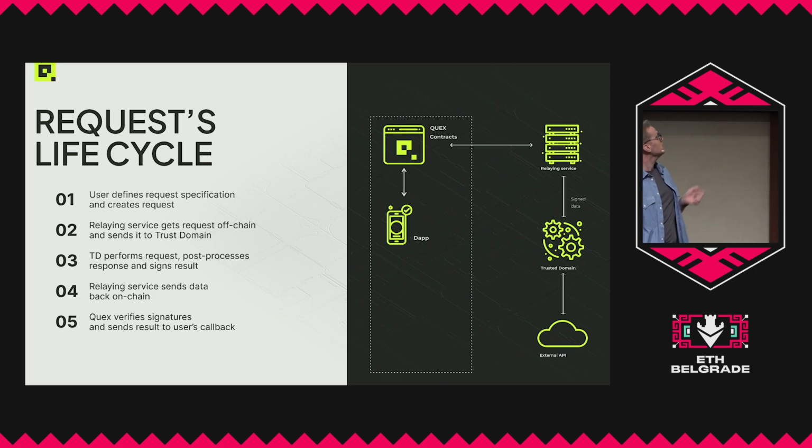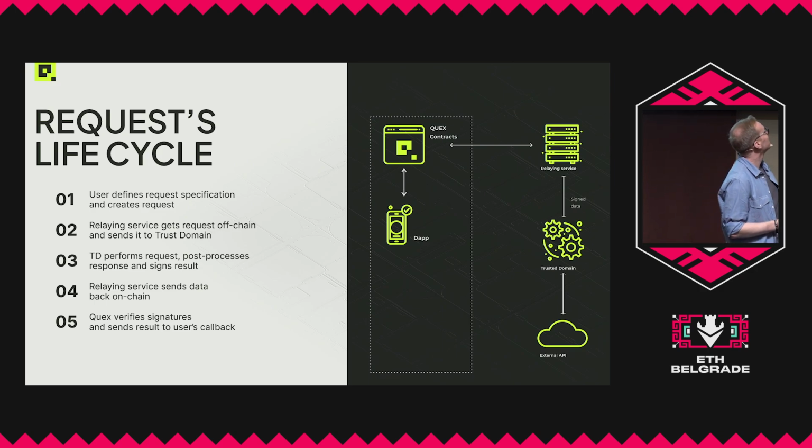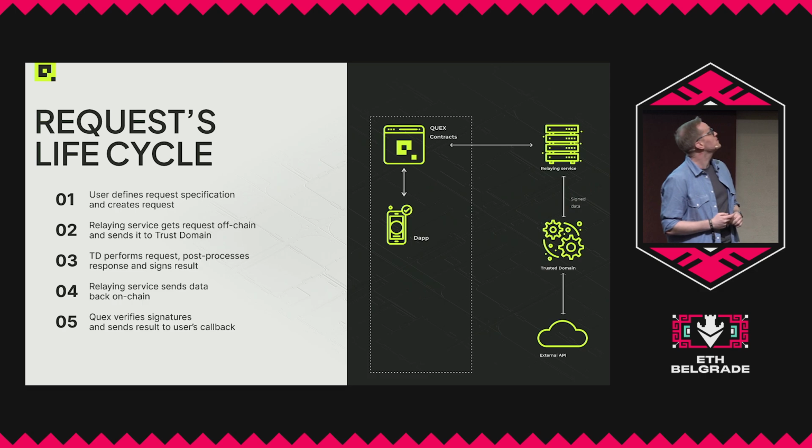So trusted domain calls the external API, receives the response, transforms this response the way you need it, packs it with ABI encoding, and signs this data, which is the most valuable part here. Then it returns this data to the relay service, which puts the data back to Quex contracts.